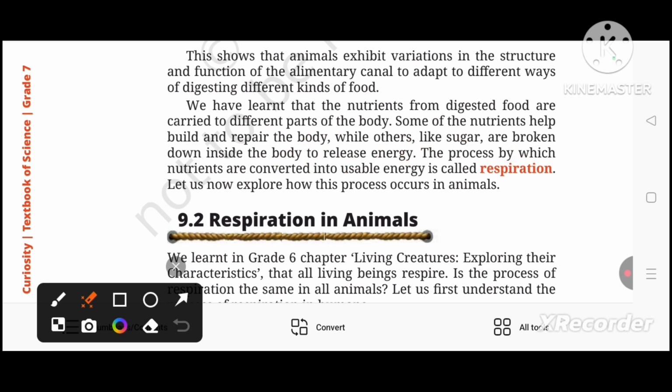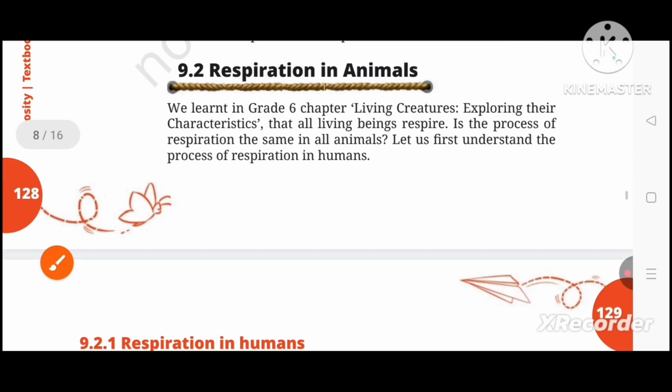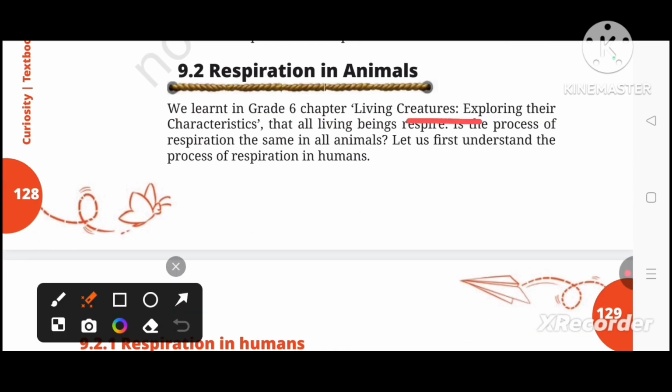This process, in which nutrients are converted into usable energy, is called respiration. You will find the difference between breathing and respiration. Let us explore this process occurring in animals. Respiration in animals. We learned in the Grade 6 chapter, The Living Creatures: Exploring Their Characteristics, that all living beings respire. The process of respiration is the same in all animals.